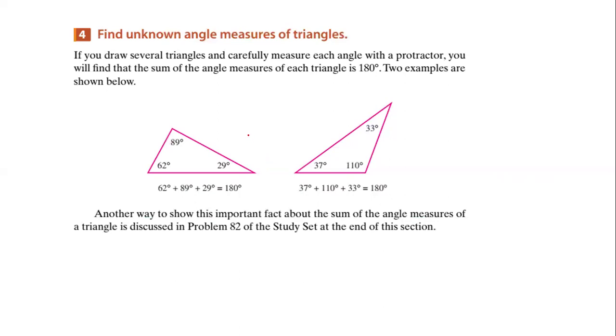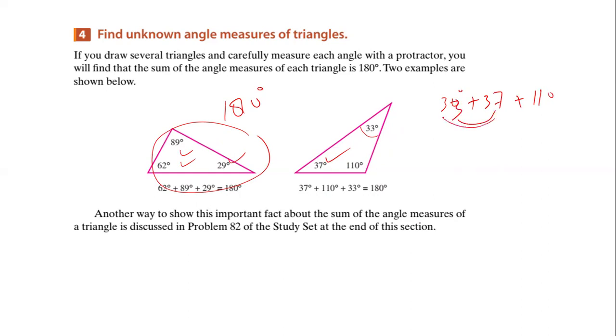You must know that the sum of the measures of all the three angles of a triangle must be 180 degrees. For example, if this is 33 plus 37 plus 110, add this 33 and 37, its sum will be 70 degrees, plus 110 degrees. As a whole, this will be 180 degrees. It is a must for a triangle that the sum of all the three angles must be 180.